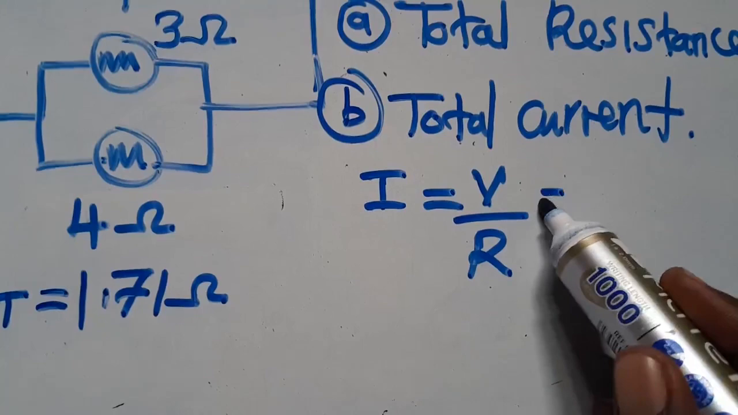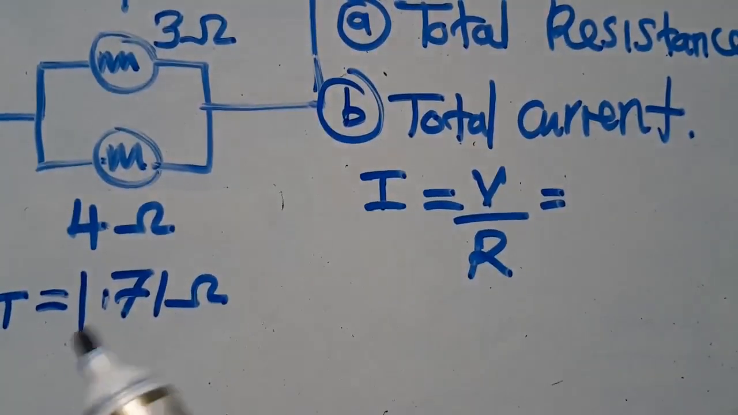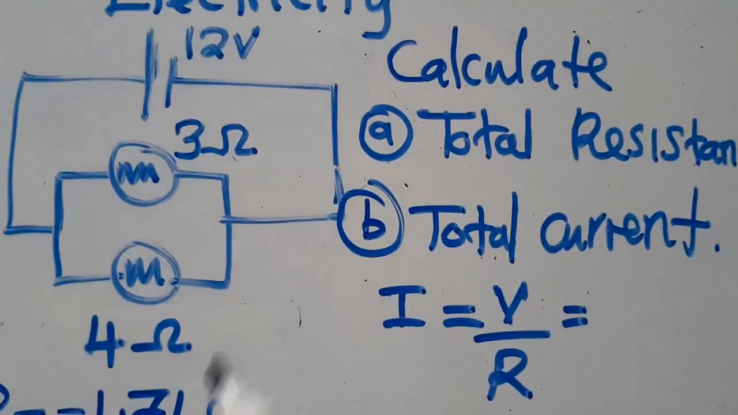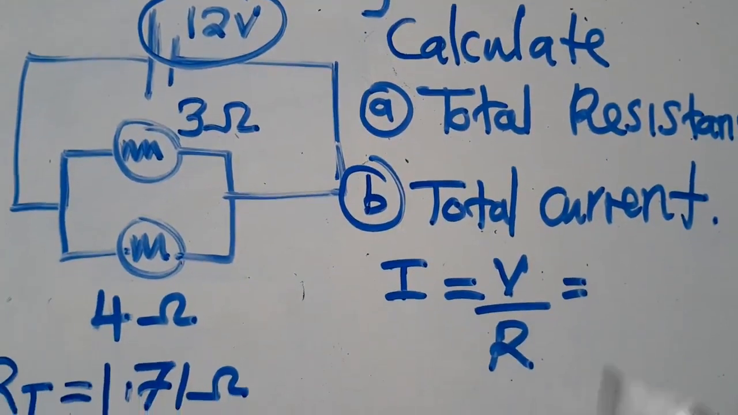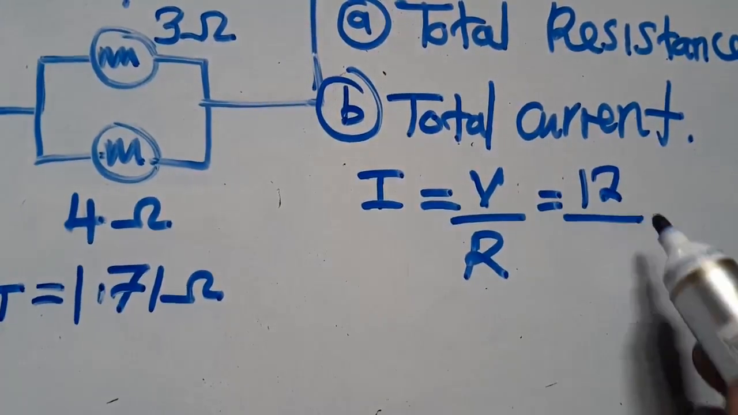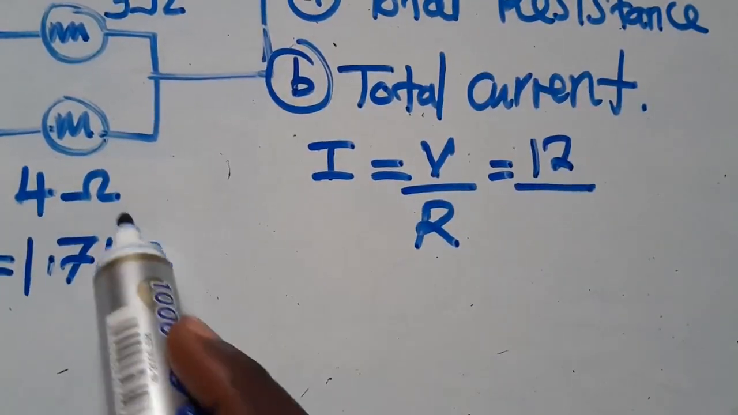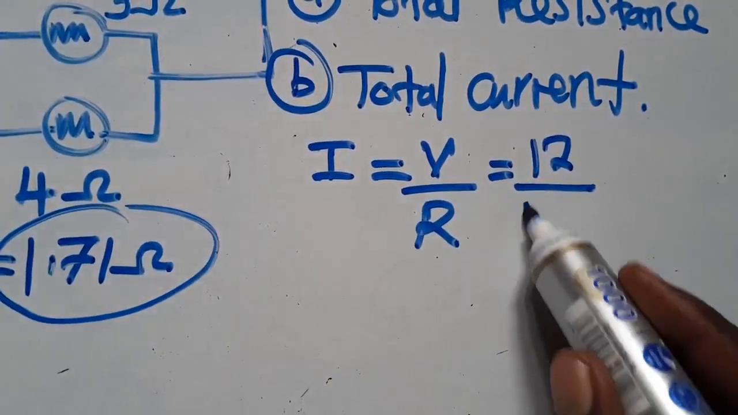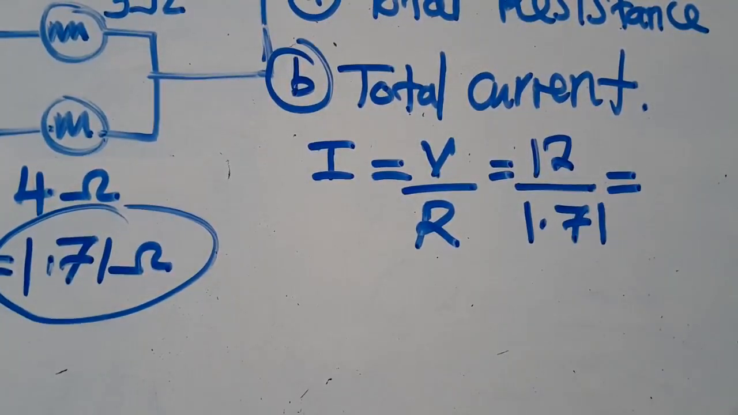You say current is equal to, where is our voltage? The voltage is given there. That is our voltage, which is 12 volts. So I put my volts there. I say 12 volts over the total resistance. What is my total resistance? This is my total resistance, which is 1.71.